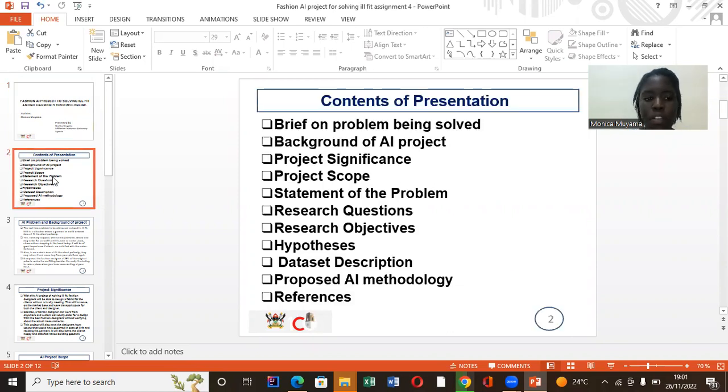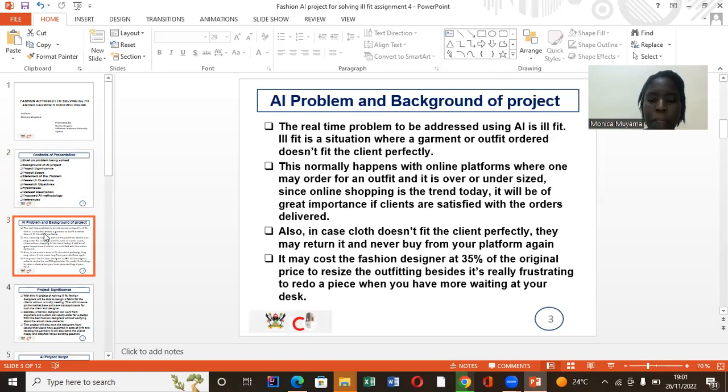The contents of my presentation today are going to be: a brief on the problem being solved, background of the AI project, significance, project scope, statement of the problem, research questions, research objectives, hypothesis, data description, proposed AI methodology, and then the references.